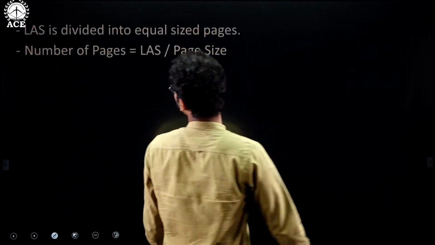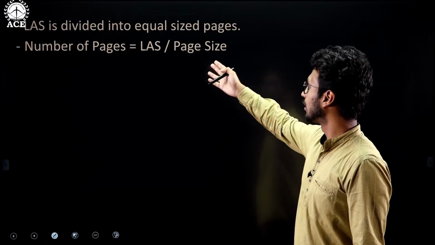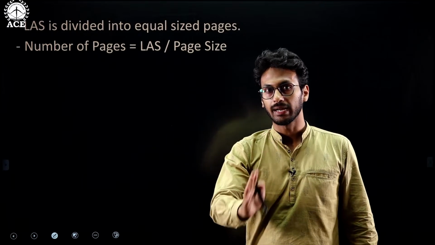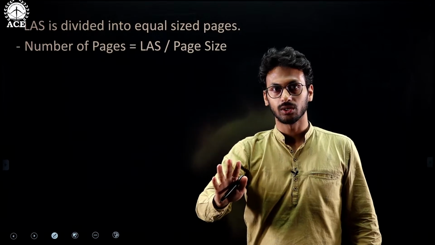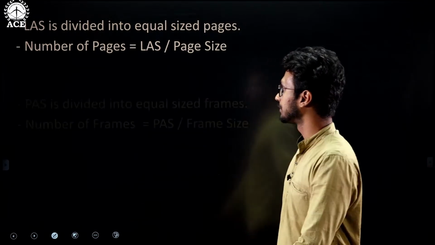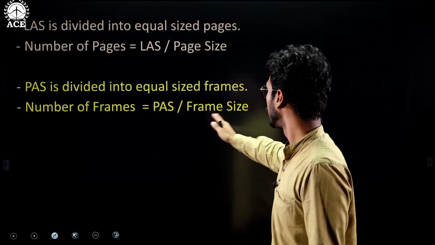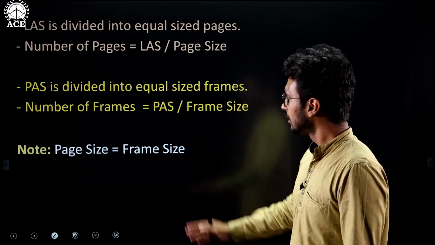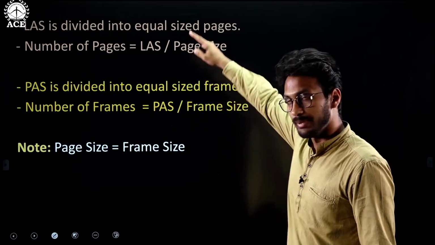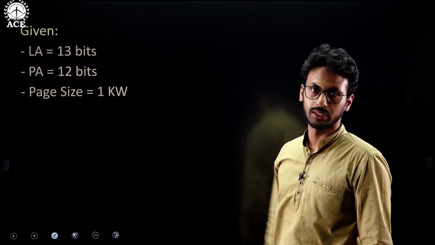Next one. LS is divided into equal size pages. Number of pages equals logical address space divided by page size. I will tell you all this via a diagram. Don't think too much right now, no need to memorize everything, just concentrate. Next, physical address space is divided into equal size frames. Number of frames equals physical address space divided by frame size. Note, page size equals frame size. I'll explain all these points using one particular example.